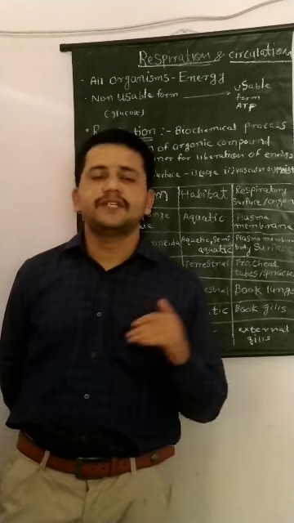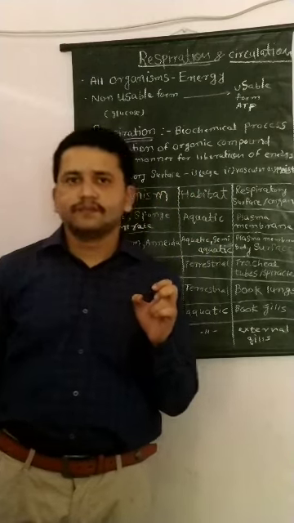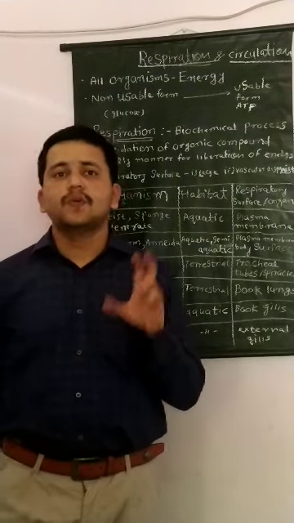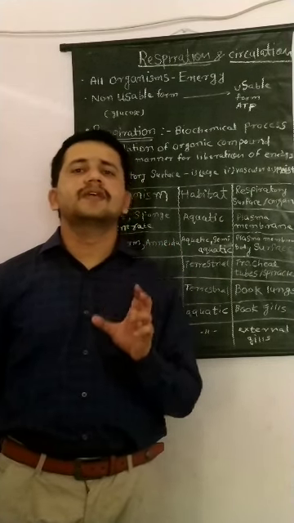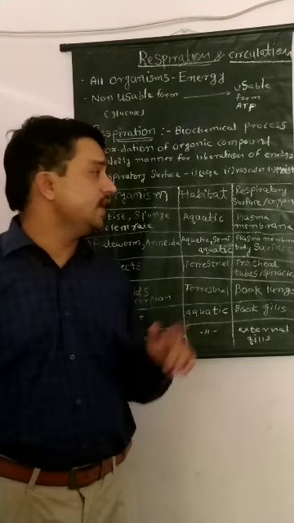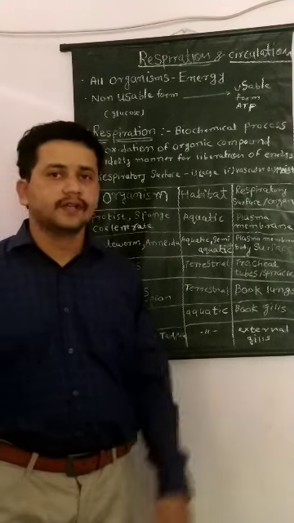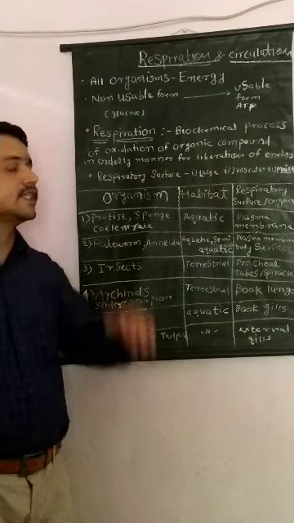But if you go to the fishes, they cannot take air directly from the atmosphere. They have to separate that air from the water. So fishes cannot survive in air and humans cannot survive inside water. Why? Because their habitat is different and their respiratory organs are also different. So we will see the different organisms, their habitats and their respiratory organs.